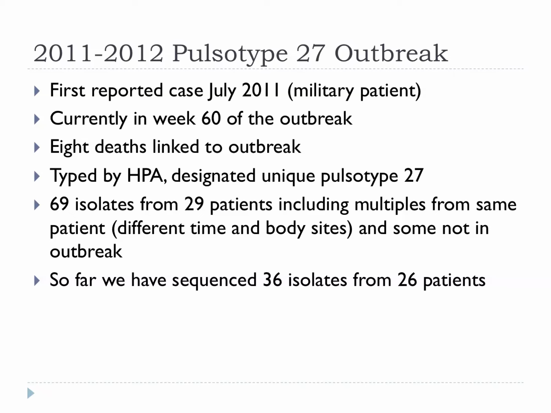Now, most recently, we've had this outbreak of what we call pulsar type 27 going over the last year or so. So, first reported case was in July last year in a military patient. And we're currently in week 60 of the outbreak. There's been 8 deaths linked to the outbreak, so it's been a considerable problem. It's been typed by our Health Protection Agency, and they gave it this unique designation of pulsar type 27. And we have now recovered 69 isolates from 29 patients, including multiple isolates from the same patient and some that were not in the outbreak. And we've genome sequenced 36 isolates from 26 of these patients so far.